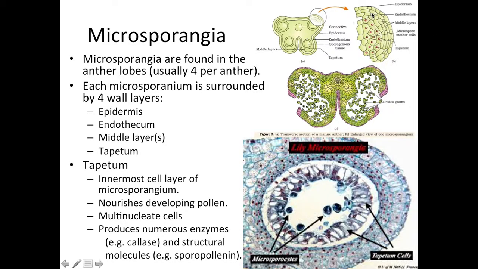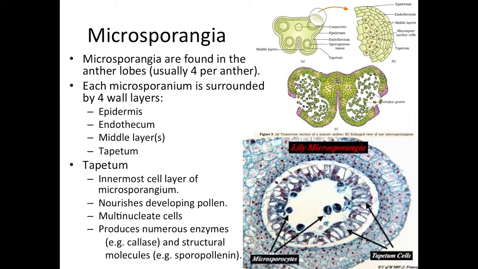Okay, the layer of tissue that surrounds those microspore mother cells is known as the tapetum. If you look at this anther, you can see the tapetum here. And the tapetum is a very important layer of tissue. Those cells provide nourishment to the developing microspores. They produce lots of different enzymes, and they also produce some of the cell wall components that are going to make the outer cell wall of the pollen.